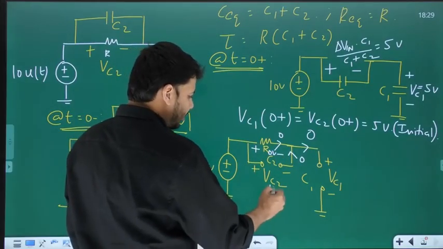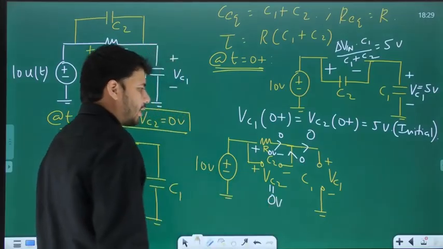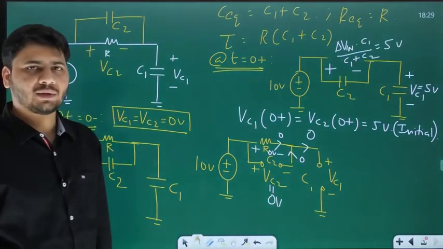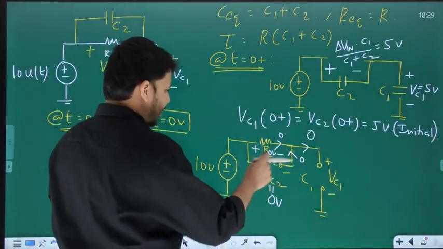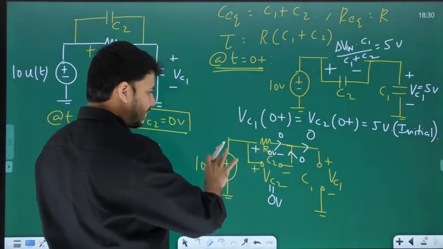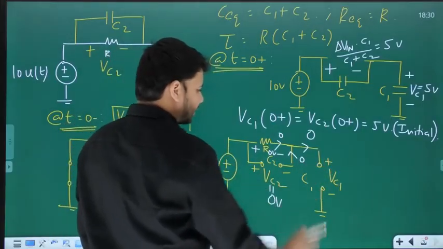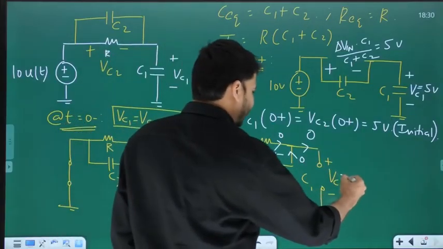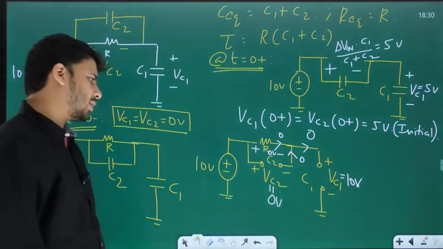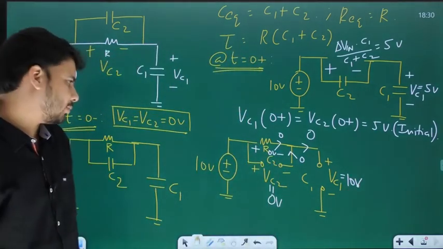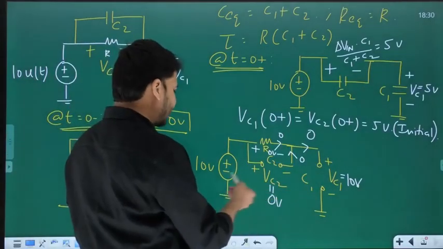So does it not mean VC2 at t equal to infinity, at steady state, is 0? Yes. And then because this drop is 0, should this entire 10 volts not drop across this open circuit as VC1? So what is the value of VC1 at steady state? It is 10 volts. That's all. So VC1 at infinity is 10.